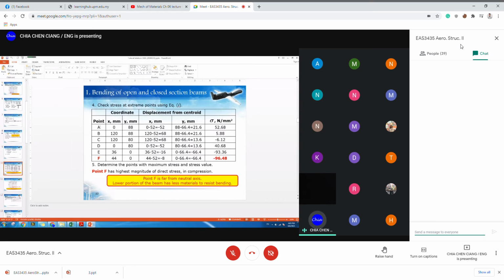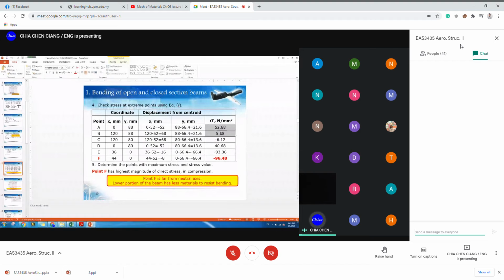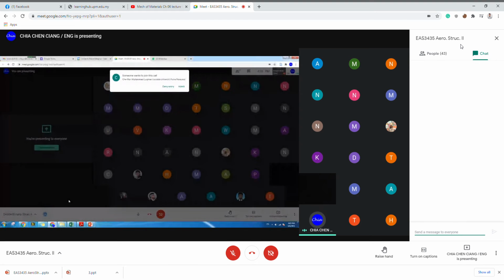So eventually, for point A, what is the coordinate? Then what is the displacement from centroid? Okay. Then we apply these two X and Y values, the displacement from centroid values, to this equation. By doing so, we can find the sigma Z at all the points A until F. So once you have this table, it's considered you found the stress distribution. Okay, this is the stress distribution.